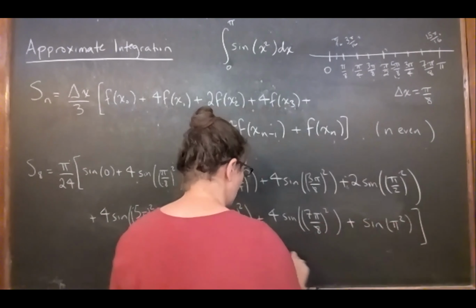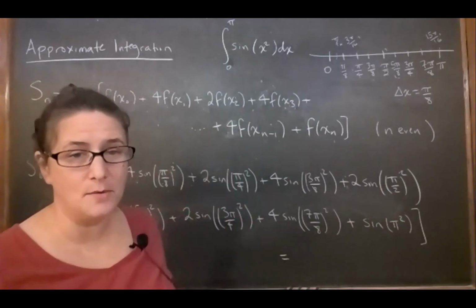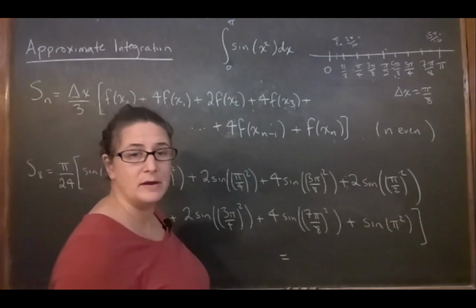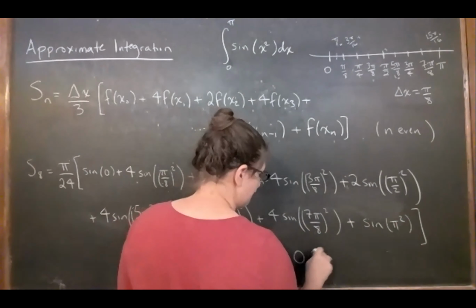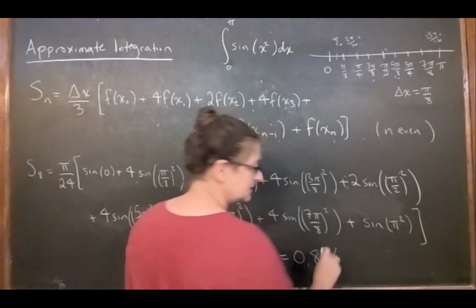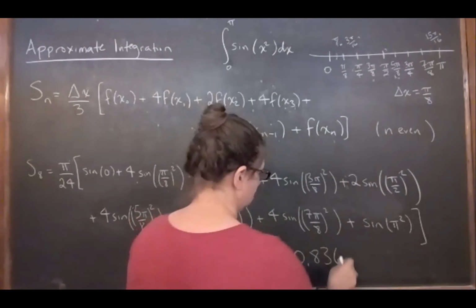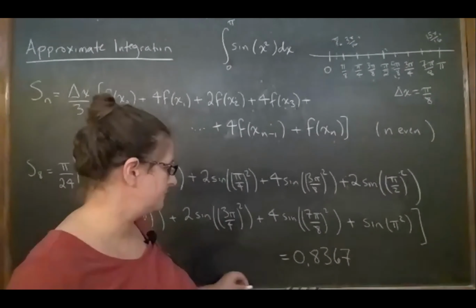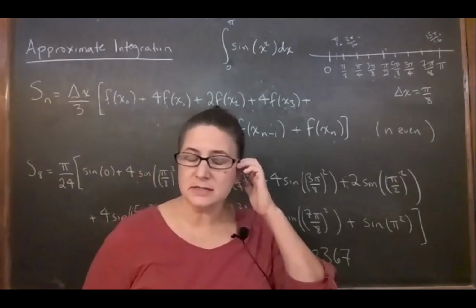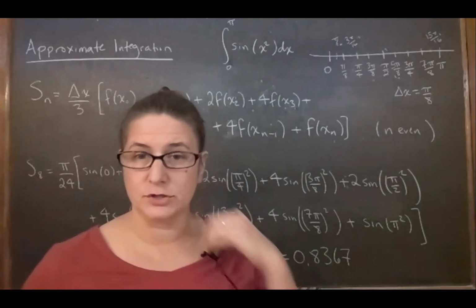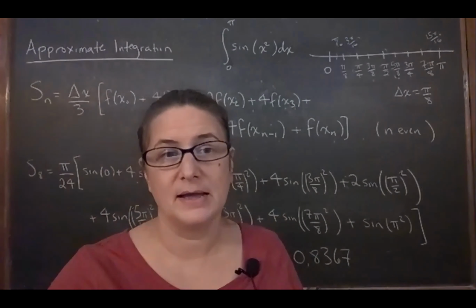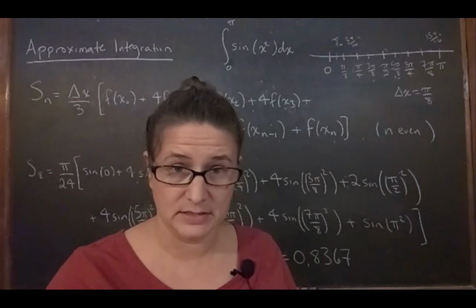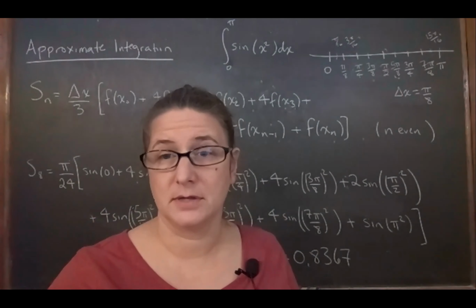When I work all of this out, it's going to be 0.8367. That's what I got. So this is actually still a bit of an overshoot, but as usual, if I take more points, I will get something closer.